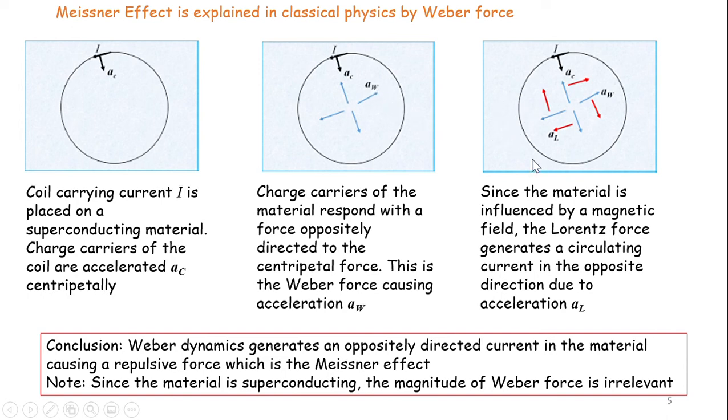Now the third step, this figure. During this motion of the electrons radially outwards, they are influenced by a magnetic field, a field from the coil. So this will cause a magnetic force, which is usually called the Lorentz force. So that's why I have an index L here. That Lorentz force is directed perpendicular to the Weber force. This will cause a creation of a circulating current in the direction of the red arrows. This circulation is then clockwise.